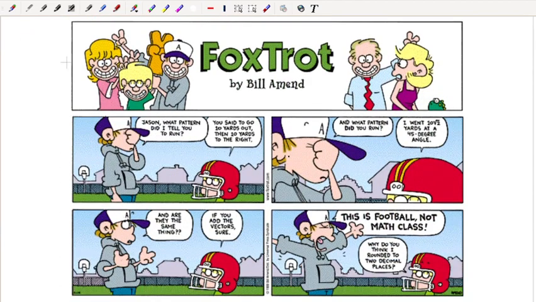Alrighty, little cartoon to finish you off. This is Foxtrot by Bill Amend. It says here, Jason, what pattern did I tell you to run? You said go 10 yards out, then 10 yards to the right. And what pattern did you run? I went 10 root 2 yards at a 45-degree angle. And are they the same thing? If you add the vectors, sure. This is football, not math class. Why do you think I ran it to two decimal places?